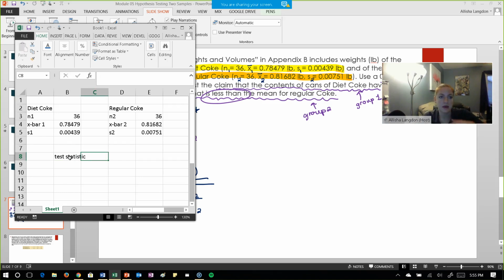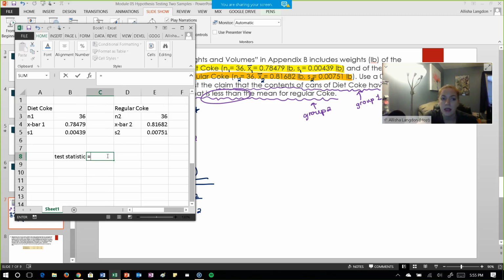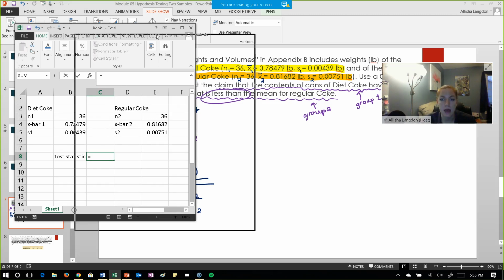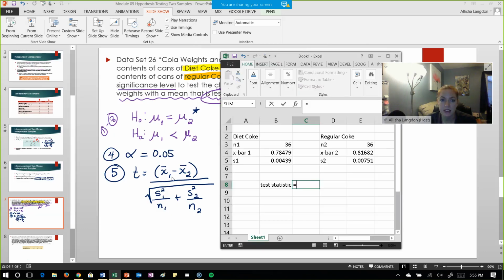Let's make that a bit bigger. So remember, equals. Now we're going to go ahead and on top, in parentheses, we're going to take X bar 1, which if we look over here is 0.78479. We're going to subtract X bar 2. So we grab that. We have closed those parentheses because that's the top of the fraction. So we've subtracted those on top first. Now we're going to divide.